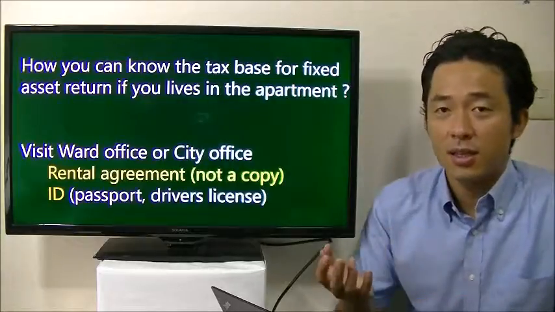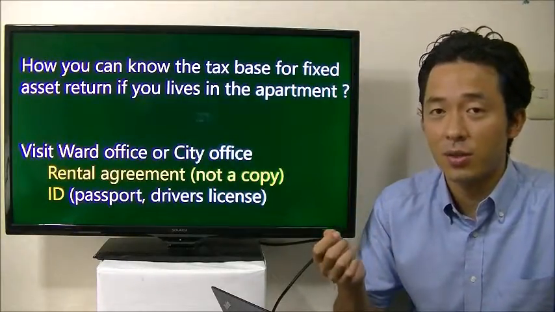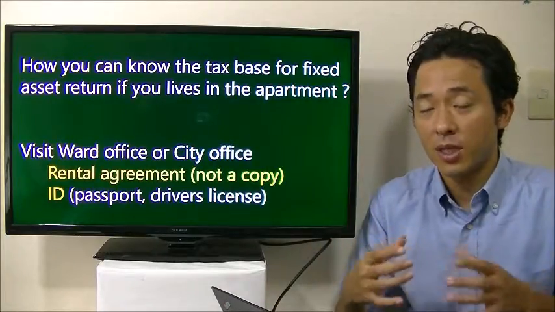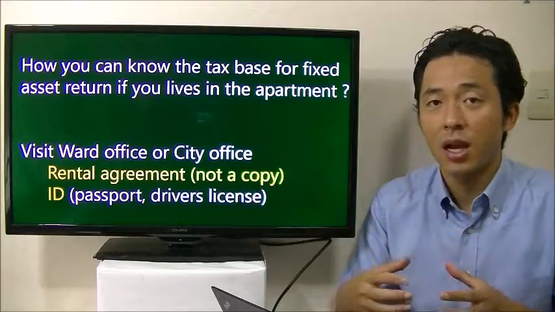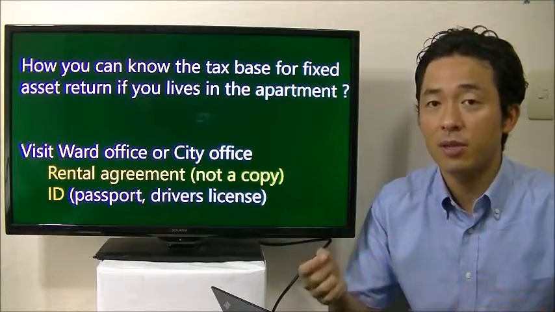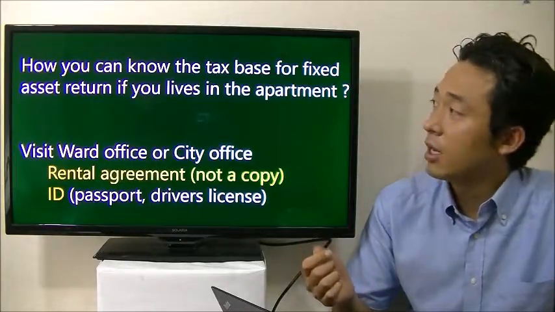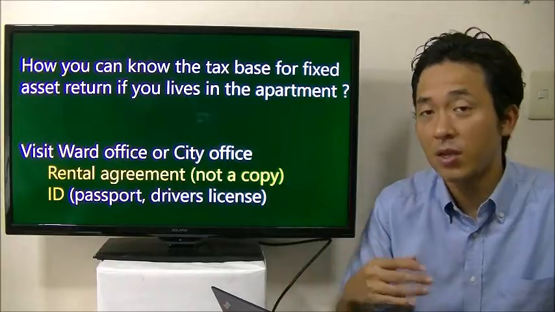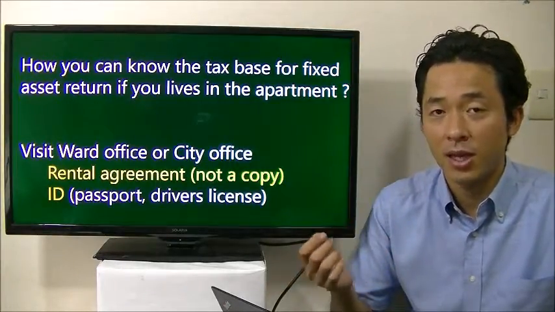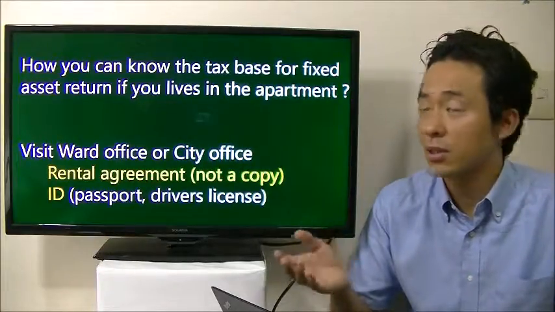But as I said, regarding the tax base for the fixed asset tax returns, if you own the property, the city office will send you the tax payment slip, and it shows how much the tax base is. But if you're living in an apartment or renting a room, you can't know the tax base of your apartment or house.